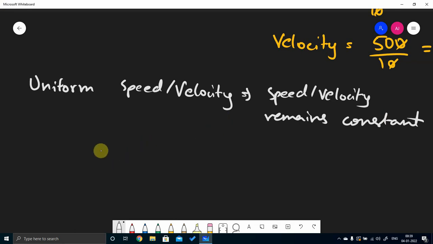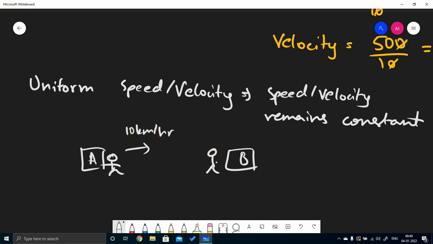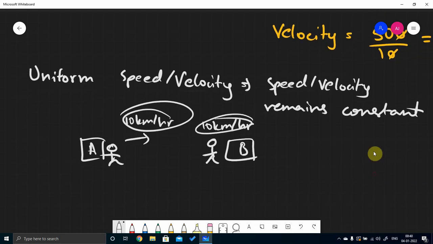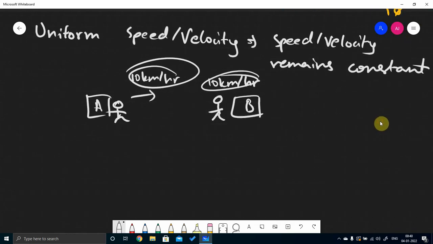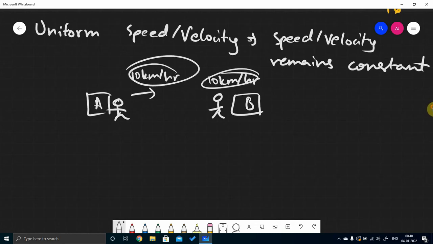So let's say I'm going from my house, let's say apartment A to apartment B. What uniform speed slash velocity means is that if I'm traveling with 10 kilometers per hour initially, then till the point I reach my destination, which is point B, I should still be traveling with 10 kilometers per hour, with the same velocity that I started off with at every single point. Then we can say that the journey between the points A and B was done with uniform velocity or uniform speed, right? So that is what uniform velocity and uniform speed means.